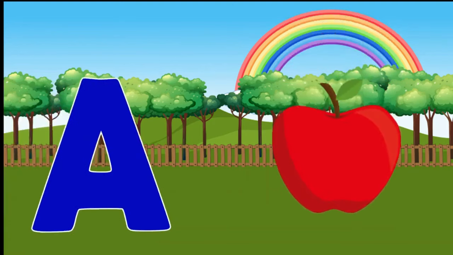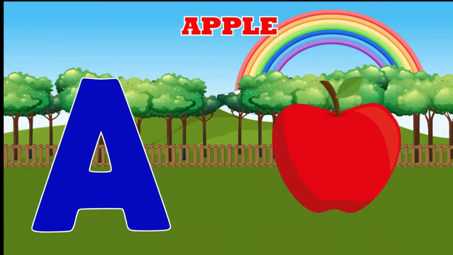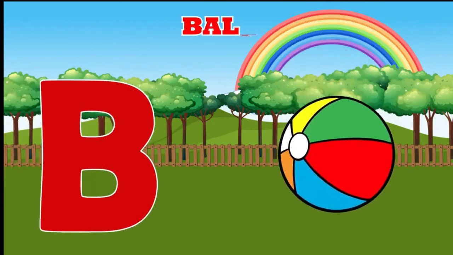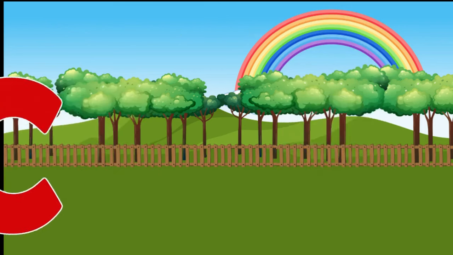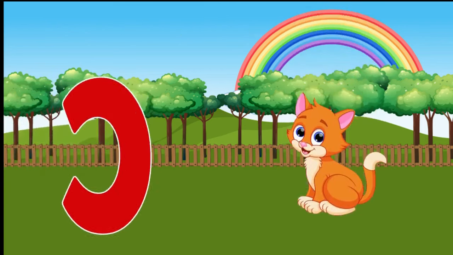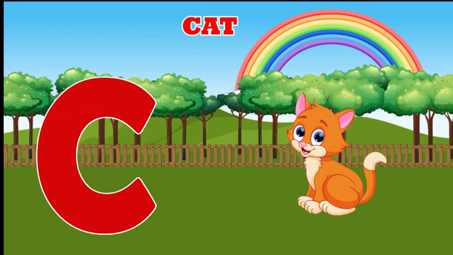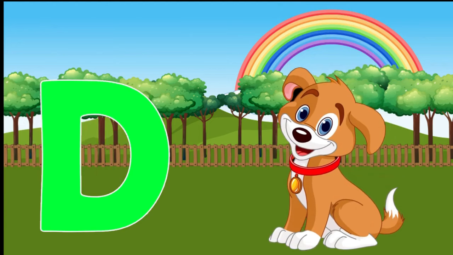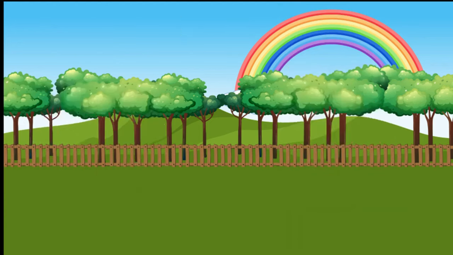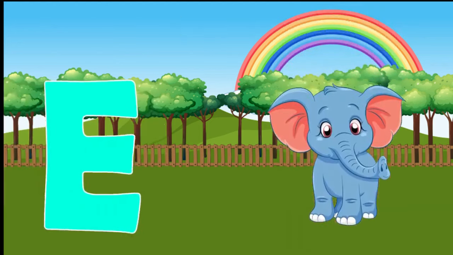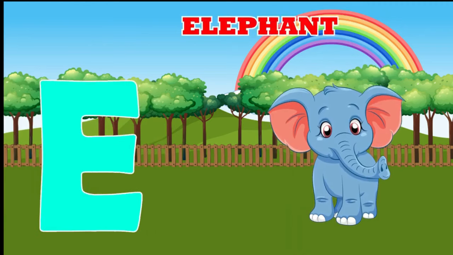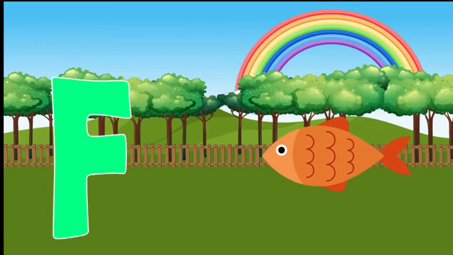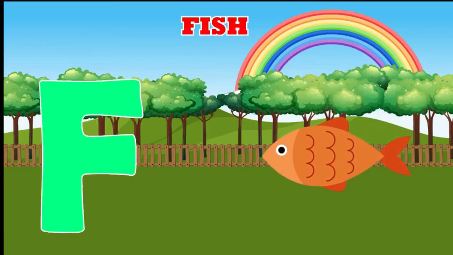A is for apple. B, ball. B is for ball. C, cat. C is for cat. D, dog. D is for dog. E, elephant. E is for elephant. F, fish. F is for fish.